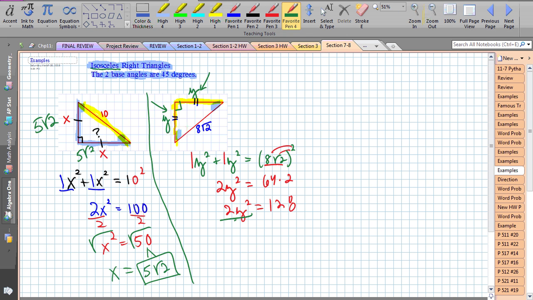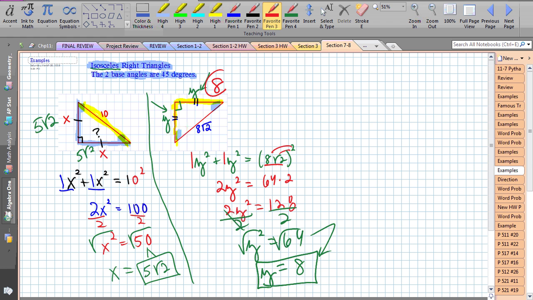And so what do I do to both sides? To isolate y squared, I divide both sides by 2. I get y squared equals 64. If I square root both sides, this turns out to be a very nice number because the square root of 64 is a perfect square. So in this context, y is 8, and the other leg is 8 as well.